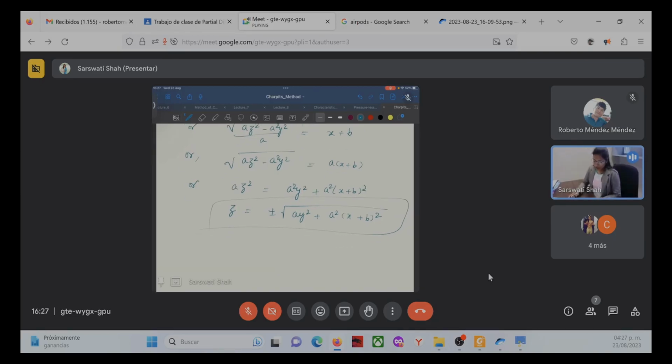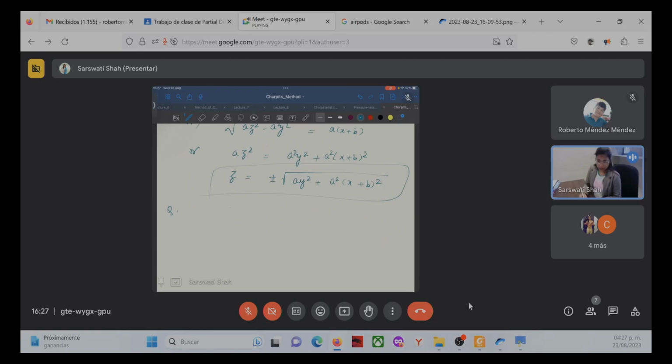Would you like to try another question here in the class? You have 5 minutes. Please try this. Find out the complete integral of this PDE. Please do the question.